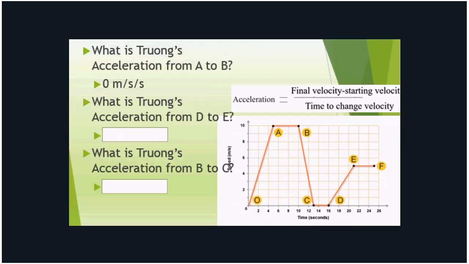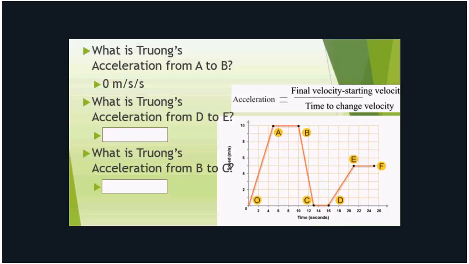What is Trung's acceleration from D to E? To find the final velocity, look at E. Here's E. At E, his speed is 5 meters per second. Then you need to look for his starting velocity. His starting velocity, we're looking at point D, is 0. So I'm going to take final minus starting. Final would be 5 minus starting is 0 divided by time.